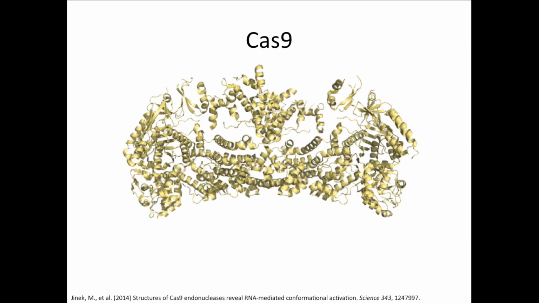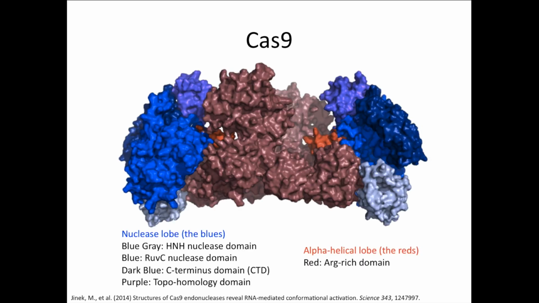Now let's examine the Cas9 enzyme in a bit more detail. Cas9 is an RNA-guided endonuclease that creates double-stranded breaks in the target DNA. The structures of the Streptococcus pyogenes and Actinomyces naeslundii orthologs were recently determined and published in Science in a 2014 paper by Jinek et al. Shown here is the S. pyogenes ortholog. Other orthologs have similar features.